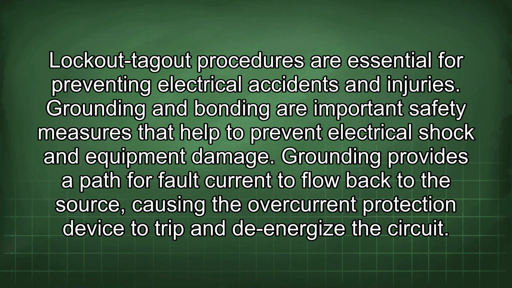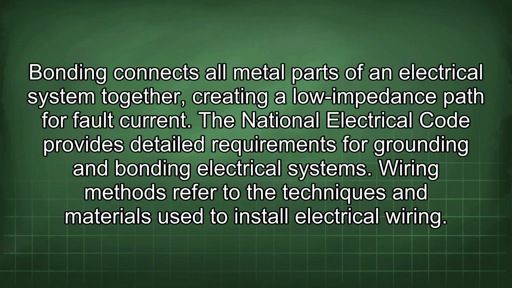Grounding and bonding are important safety measures that help to prevent electrical shock and equipment damage. Grounding provides a path for fault current to flow back to the source, causing the overcurrent protection device to trip and de-energize the circuit. Bonding connects all metal parts of an electrical system together, creating a low impedance path for fault current. The National Electrical Code provides detailed requirements for grounding and bonding electrical systems.